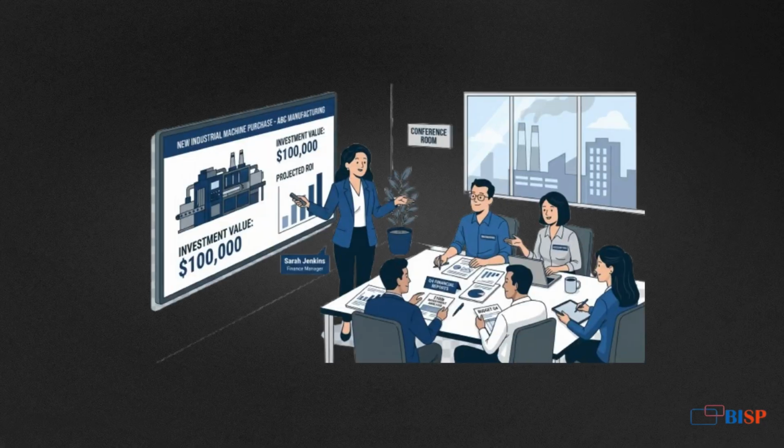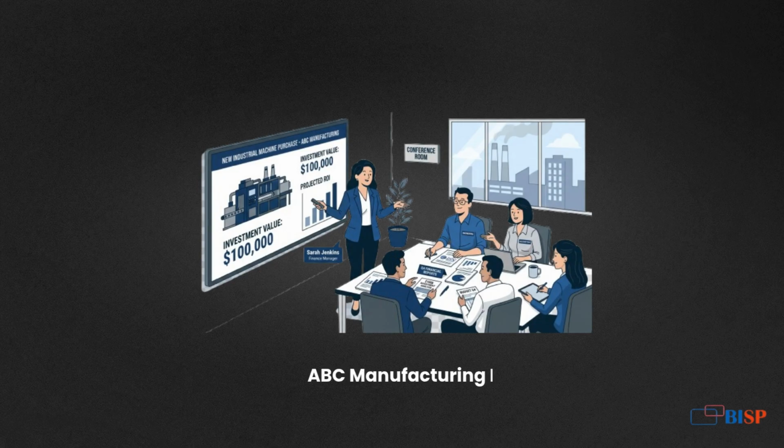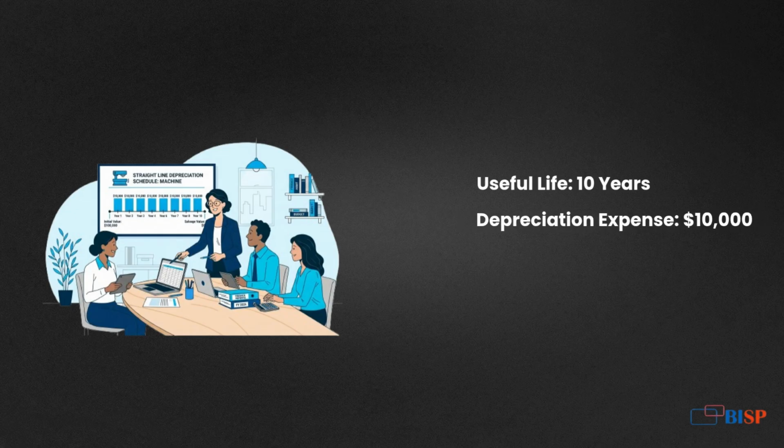Before we jump into planning, let's understand the business requirement with a simple example. Imagine a company called ABC Manufacturing Limited. At the beginning of the year, the company purchases a new machine worth $100,000 for its production facility. Now, for accounting purposes, the finance team decides to depreciate the machine evenly over 10 years. That means every year the income statement records a depreciation expense of $10,000.